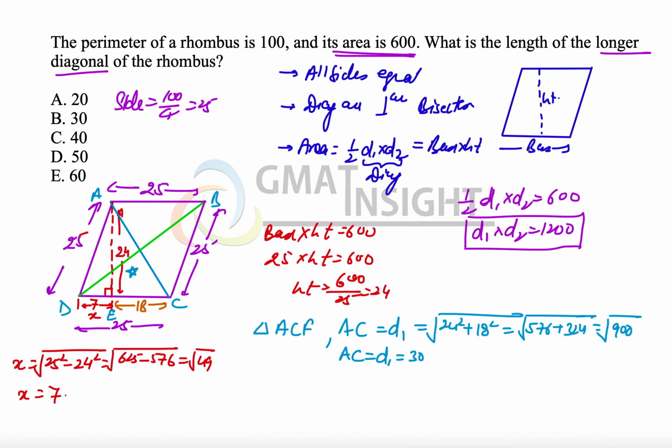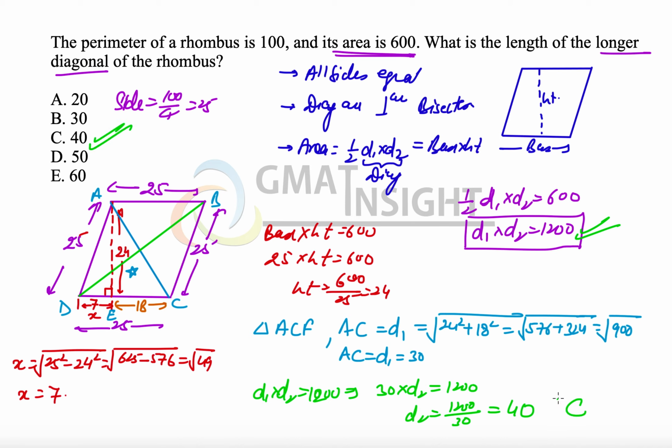Now we are going to find the length of D2, because we know that D1 times D2 is equal to 1200. We already figured that out. So I'm going to use this. D1 is 30 and D2 will be equal to 1200 divided by 30, and that is equal to 40, and therefore our correct answer becomes option C. I hope you enjoyed the explanation. Thank you so much.